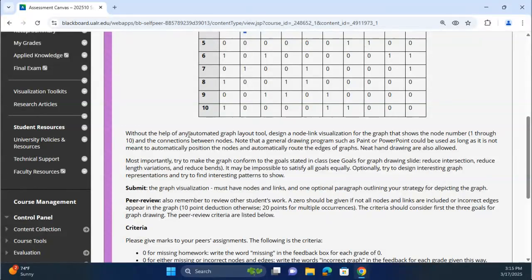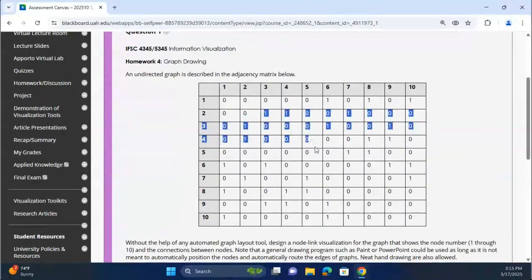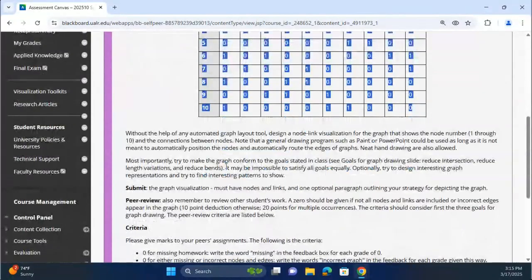The whole purpose here is to have you think a little bit about how complex drawing some of these graphs can be. This is a relatively small graph, only 10 nodes. And notice that there's a lot of zeros, so there are not a lot of edges or links between these nodes. But what I want you to do is draw a visual representation for this graph, for this network.